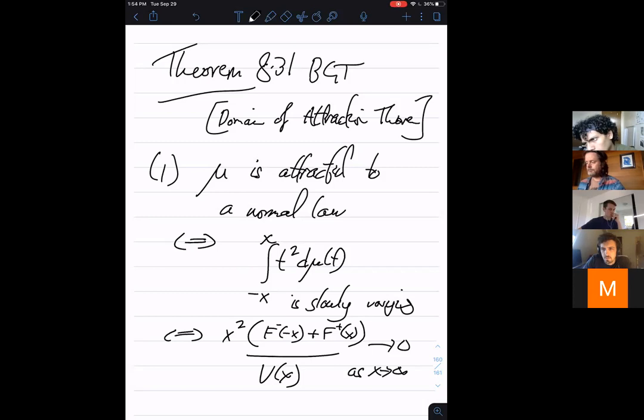So, sorry, what's Vx here? Vx is the quantity here. Oh, okay. Cool. This kind of truncated variance. Okay.